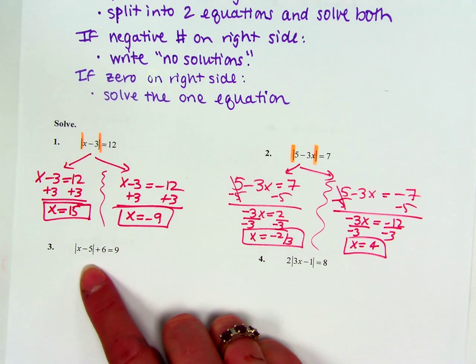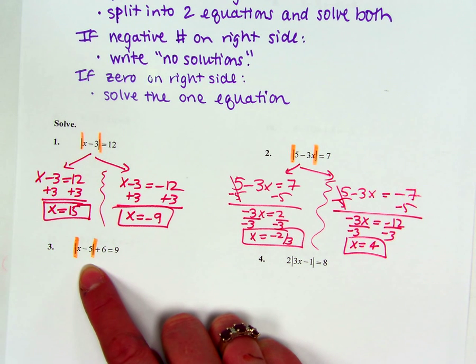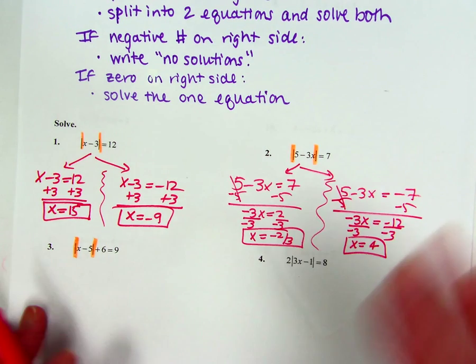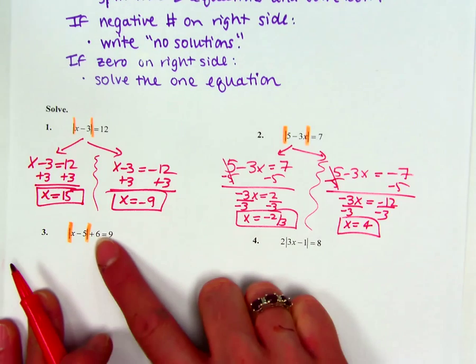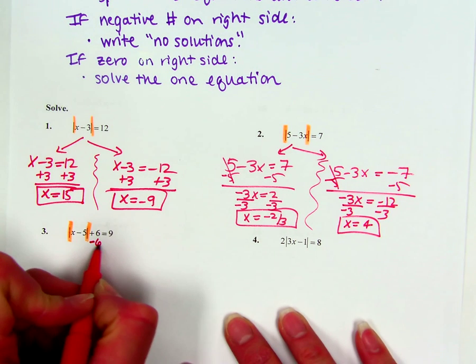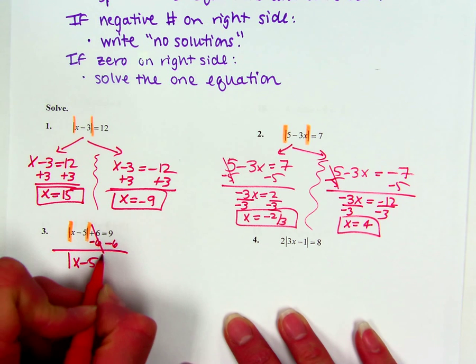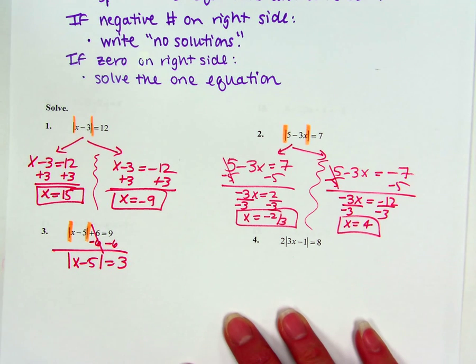All right, number 3, this one we do actually have to do the first step because the absolute value is not the only thing on the left side of the equation. There's this plus 6. So isolate means, back up here, isolate the absolute value. I need to get rid of my plus 6. So to undo that, I'm going to subtract it. Now I still have absolute value of x minus 5. 9 minus 6 is 3. So now ask yourself, is the absolute value the only thing on the left side of the equation? Since it is, now I can go on to step 2.